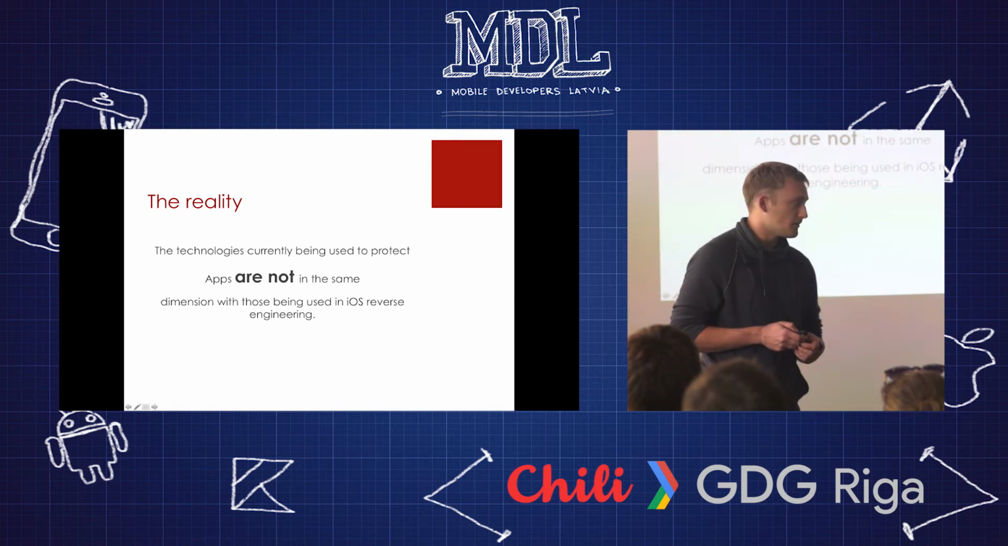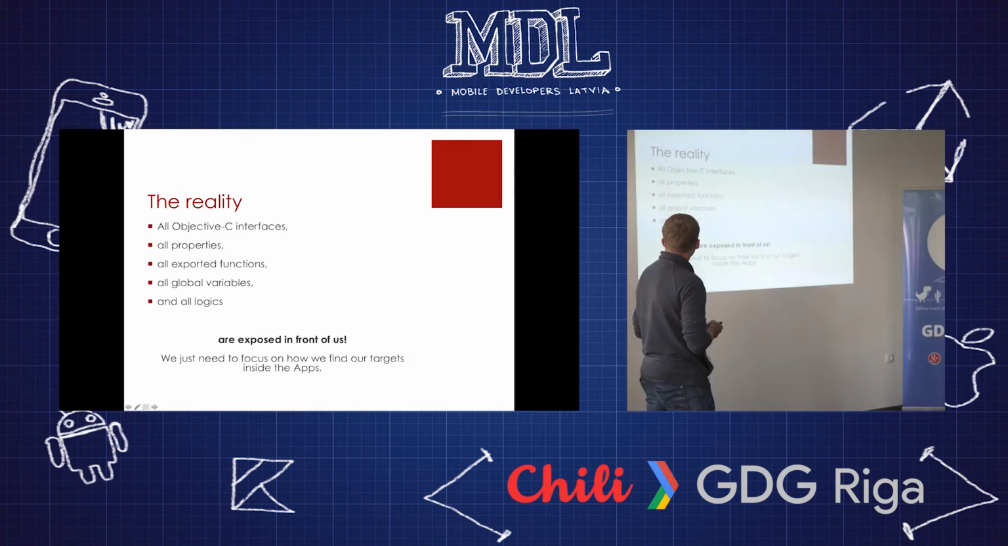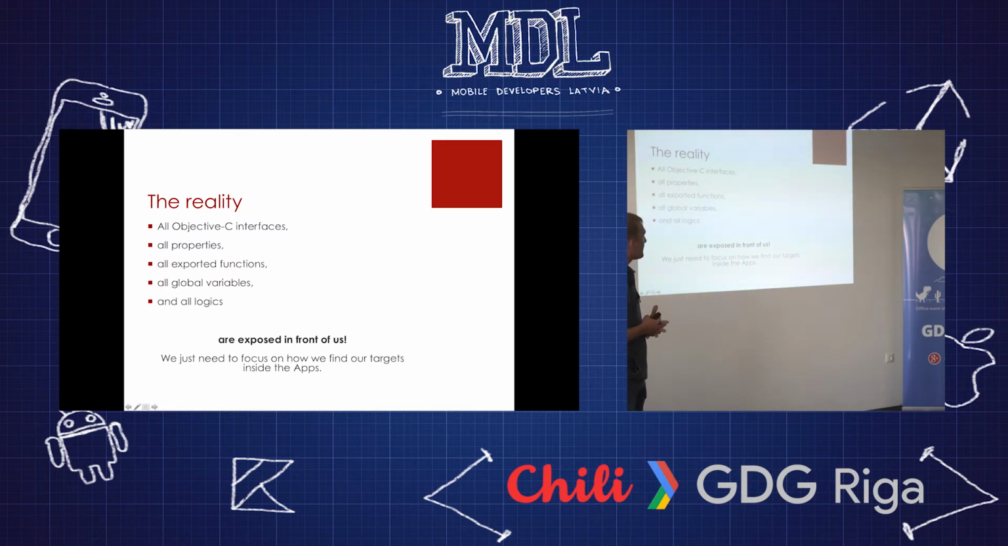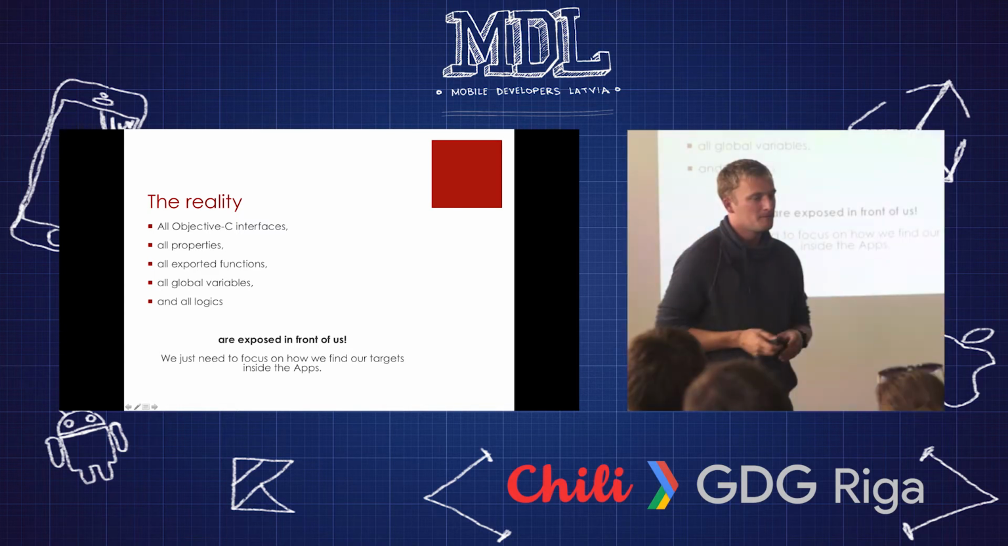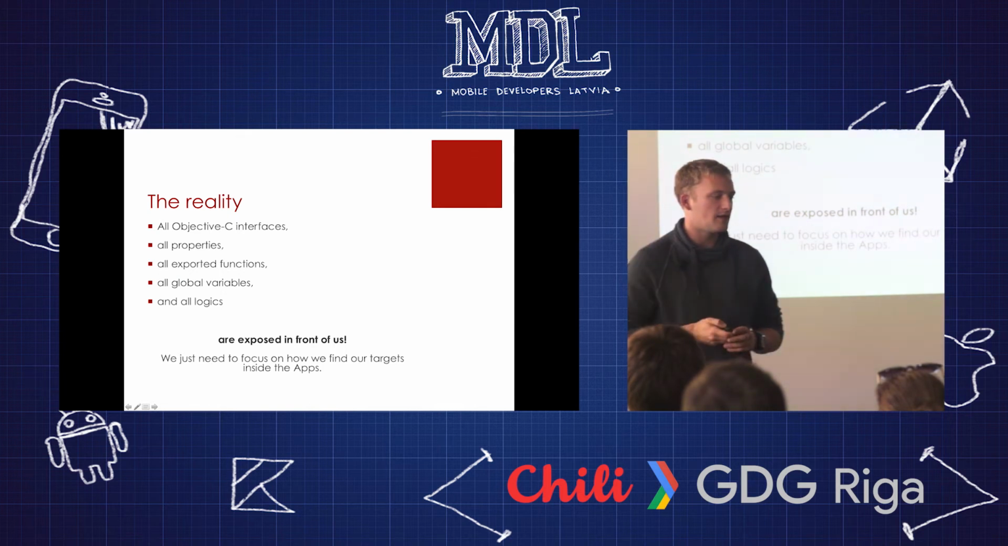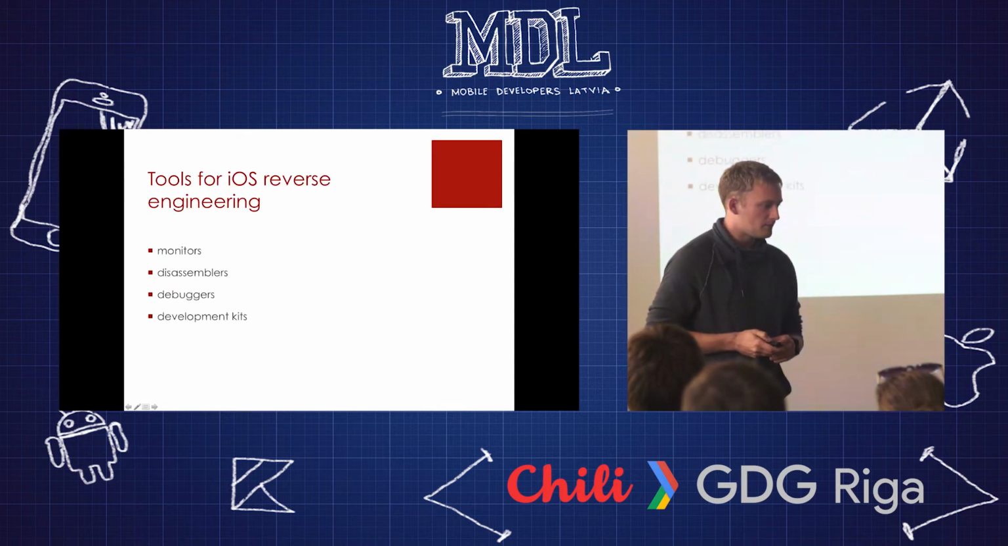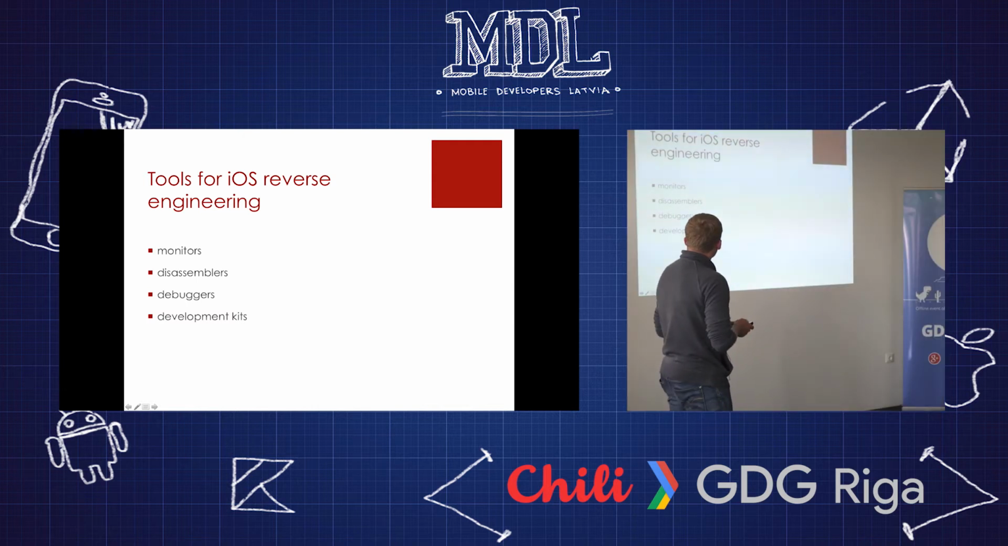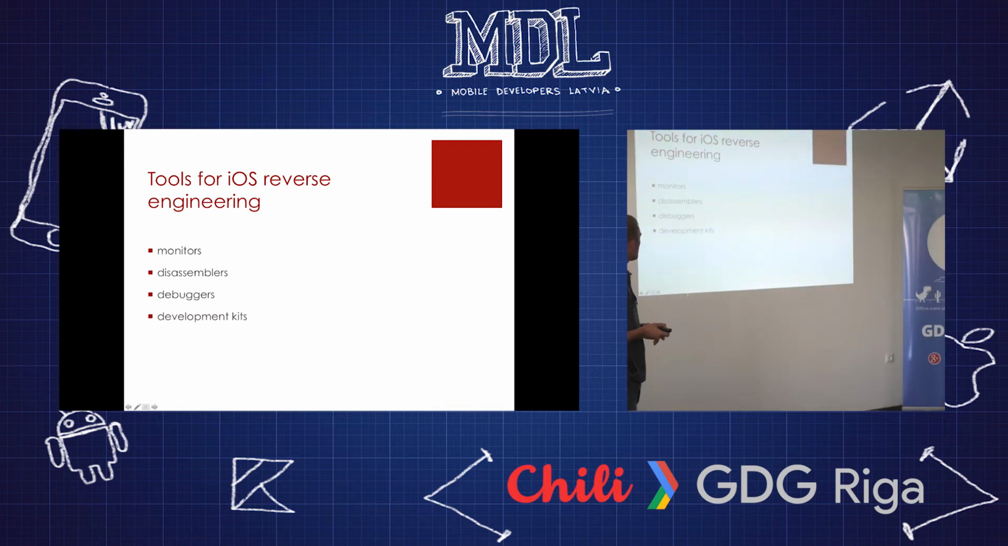So how can this be done? What can you see actually? If I would say that you can see all the Objective-C interfaces, properties, exported functions, and global variables, some of the logic as well, would you believe? So there are techniques that actually can allow you to do this. There are lots of tools actually that I found and that I've tried, a lot of tools that can help you through this process to take a deeper look at the applications.